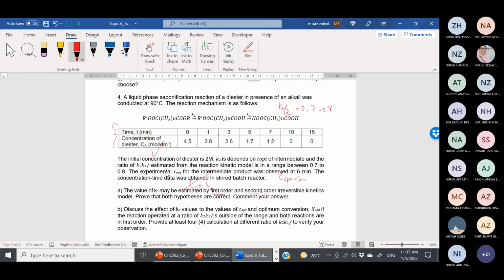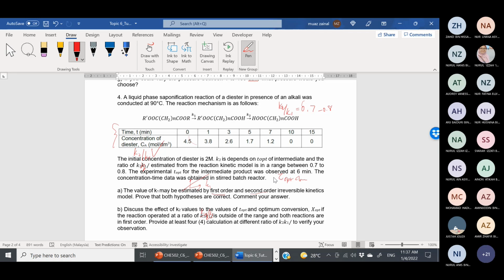Sekejap, saya rasa ada typo kat sini. Sorry. Ni sebenarnya K2 over K1 ya. Ni K2 over K1. Saya tak tahu kenapa ada typo. Ni K2 over K1 ya.